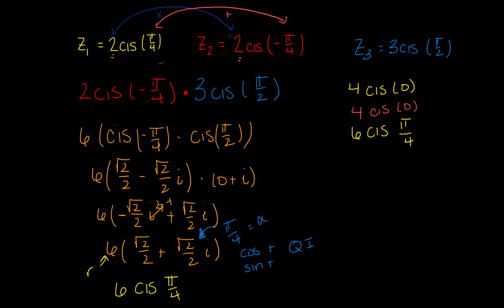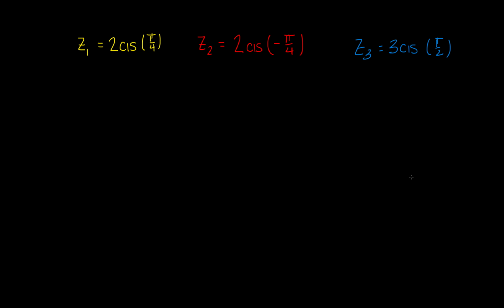Let's try the second one. 2 times 3 is 6. Negative pi over 4 plus pi over 2 is pi over 4. So that seems to be working out in our favor. But let's see if this happens for any value.